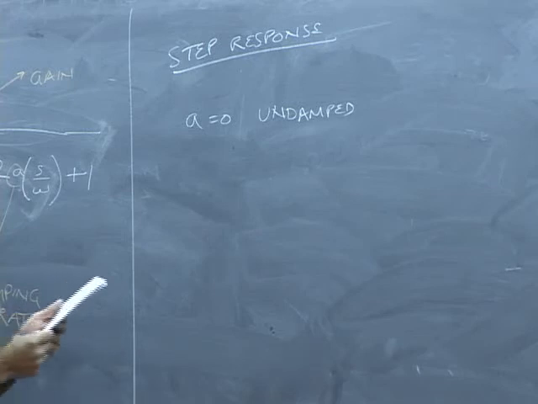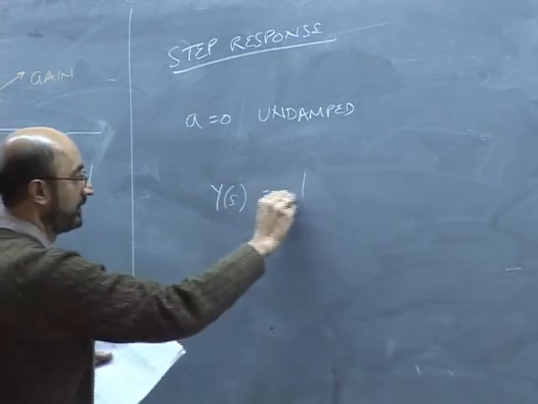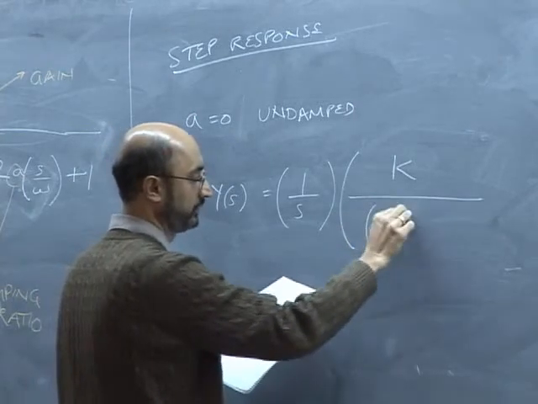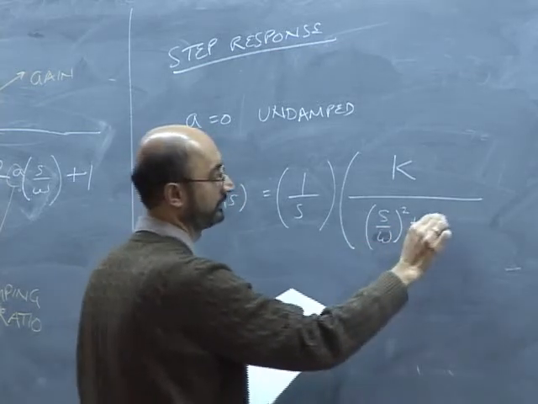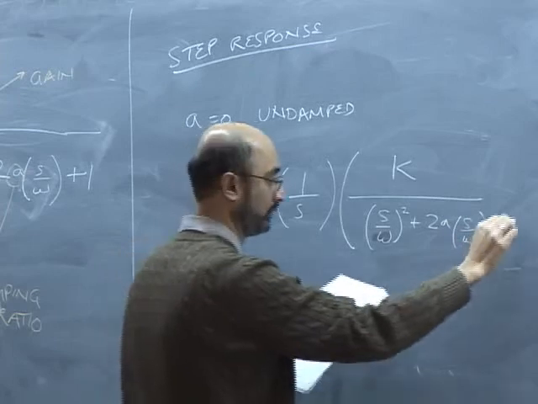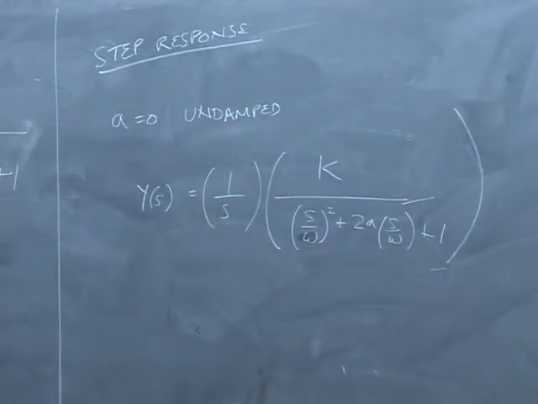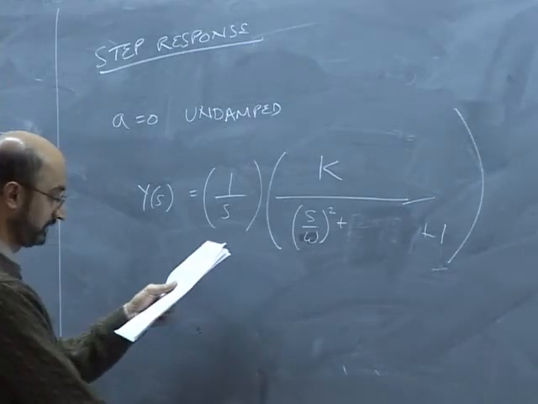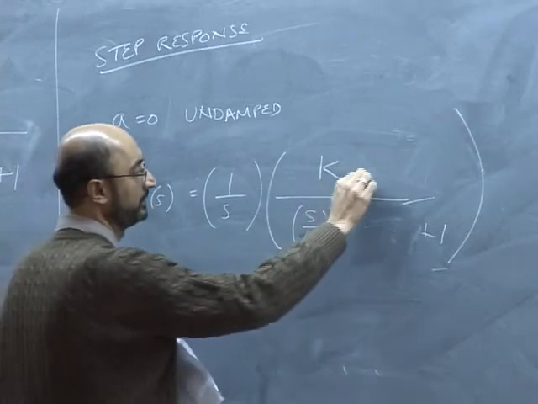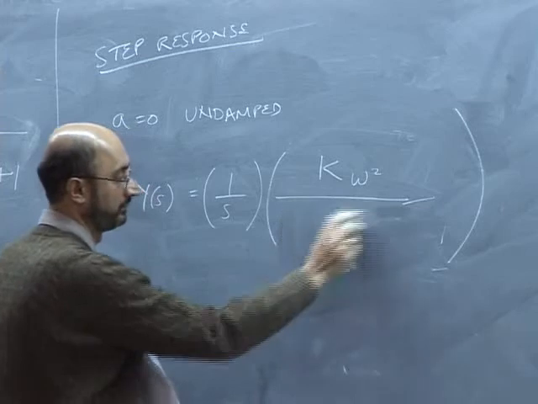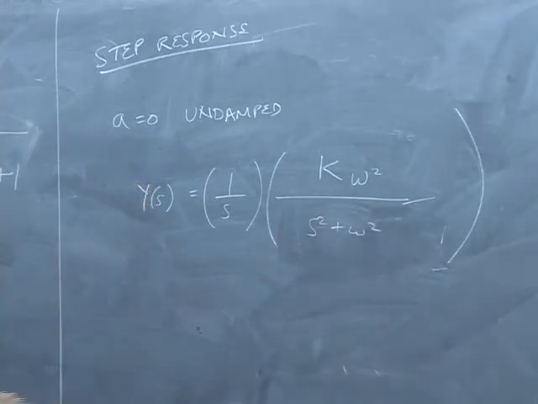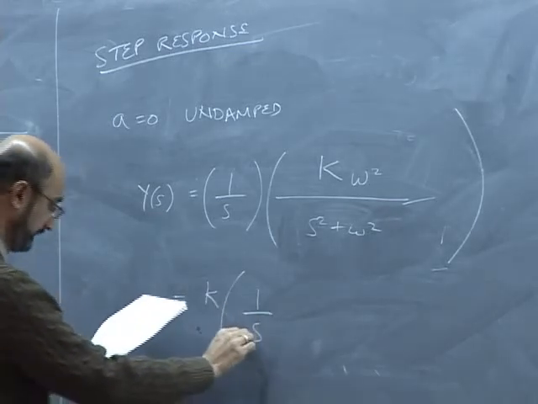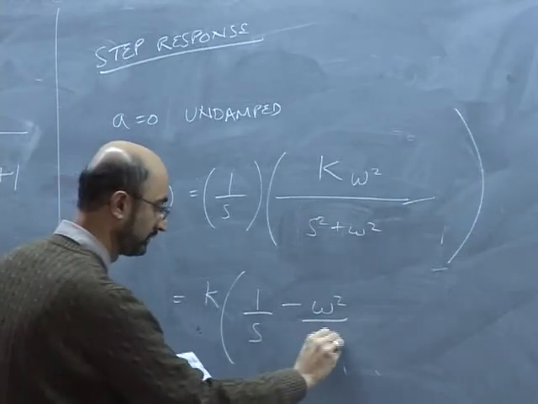For the step response, Y of s is going to be 1 over s multiplied by K over s squared over omega squared plus 2 A s over omega plus 1. If A equals 0, this term goes away. Then we can just take omega to the numerator, which equals omega squared over s squared plus omega squared. That's just a simple transformation. And then this, using partial fractions, can be written as K times 1 over s minus s over s squared plus omega squared.